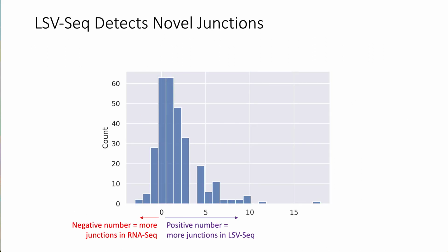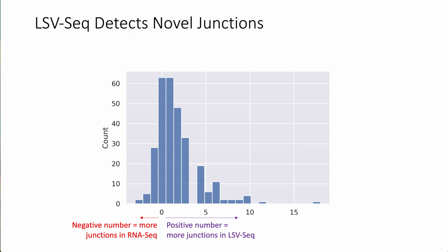And in perhaps the most visually striking example of the improvement we achieved with LSV-Seq, we last looked to see if we detected previously unidentified junctions. Here in this graph, we are plotting the number of extra junctions observed in LSV-Seq compared to RNA-Seq. A positive number represents more junctions in LSV-Seq, while a negative number represents more junctions in RNA-Seq.